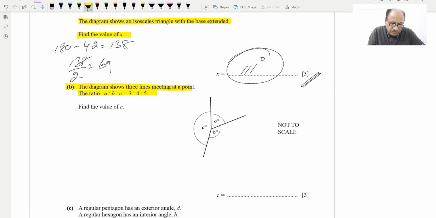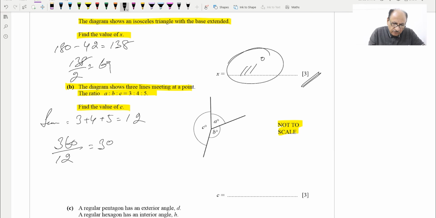The ratio of A, B, C is given. Find the value of C, and the diagram is not to scale. Now we can check the sum of ratios, that is 3 plus 4 plus 5, which is equal to 12. Now the whole angle at the circle will be 360 degrees. So 360 is divided into 12 portions, and this will be equal to 30. So all the ratios we will be multiplying with 30.